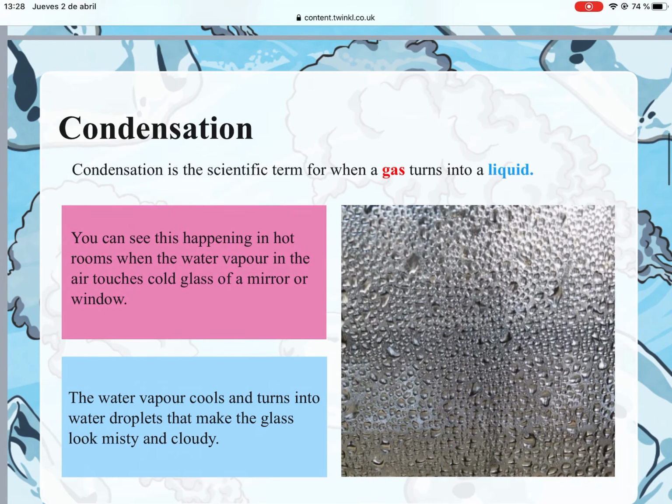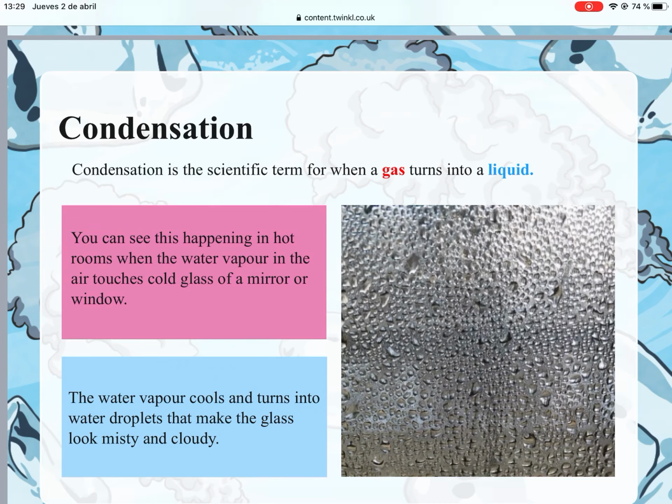So here we go to condensation. Condensation is a scientific term for when a gas turns into a liquid. So, as I said before, when we boil water in the kitchen and we leave the windows closed, when we look at the glass windows after that, they are wet because they are covered with condensation. Let's go to the pink part and read together.